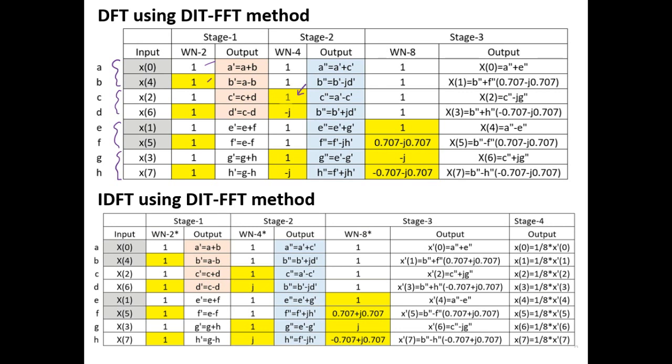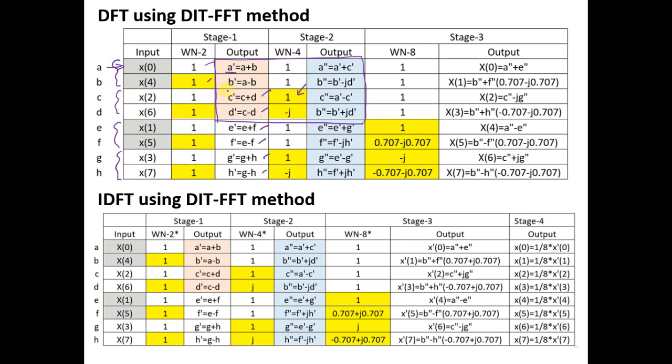Okay, so if you take x0 as the a, we get a dash equal to a plus b, and b dash we get a minus b. Similarly, we can compute c dash and d dash, c plus d, c minus d, then e dash, e plus f, f dash, e minus f, and so on. So now these output values will be taken to compute the 4 point FFT.